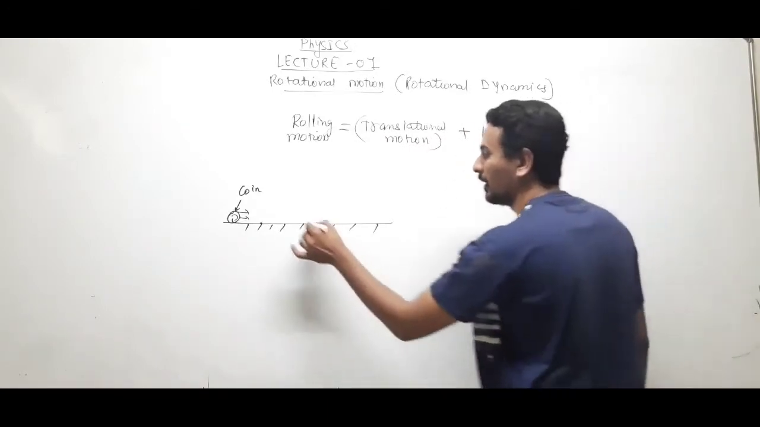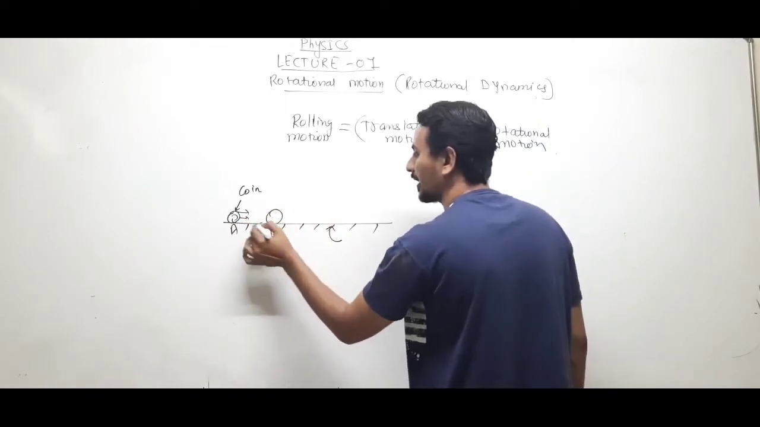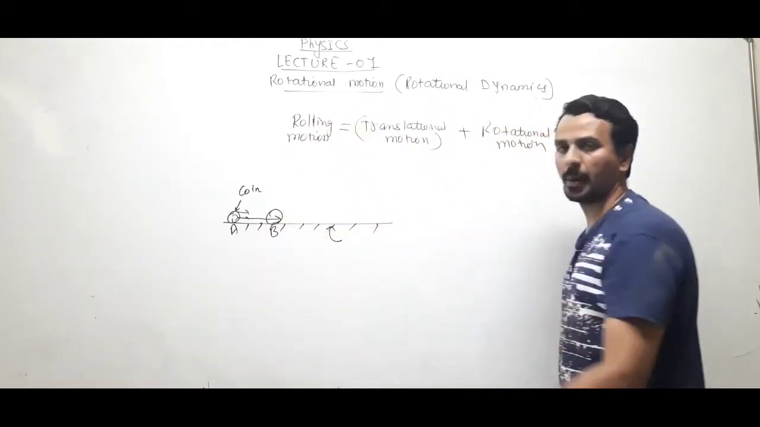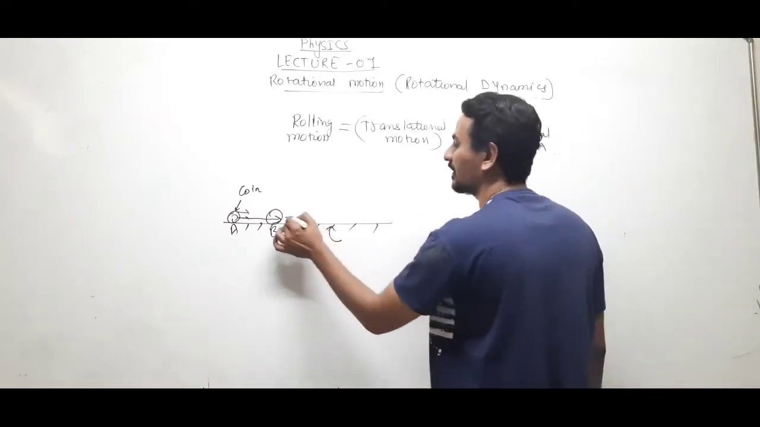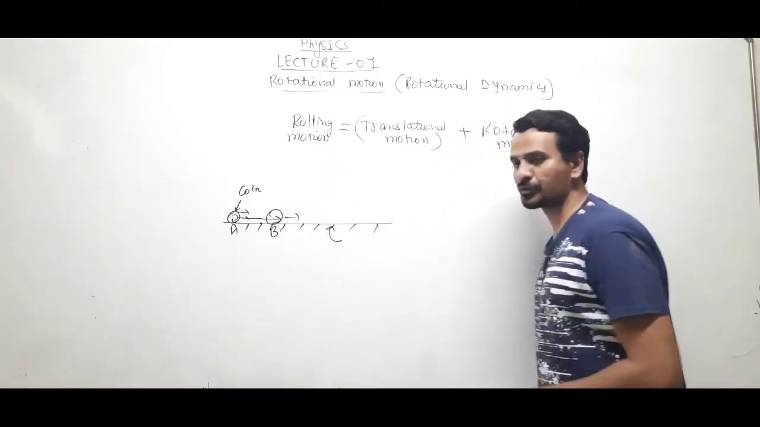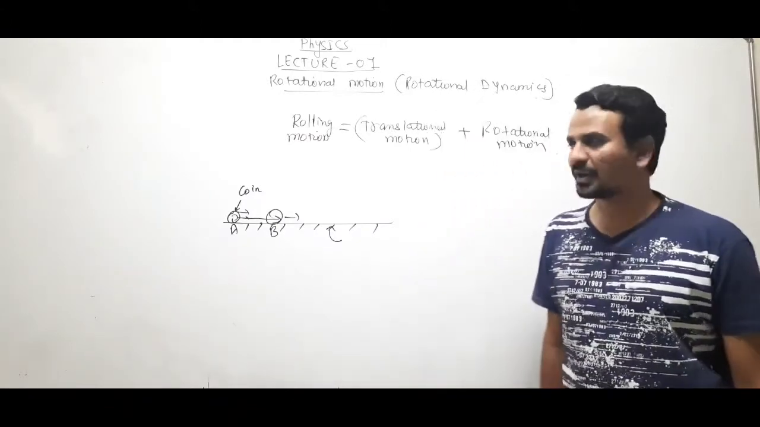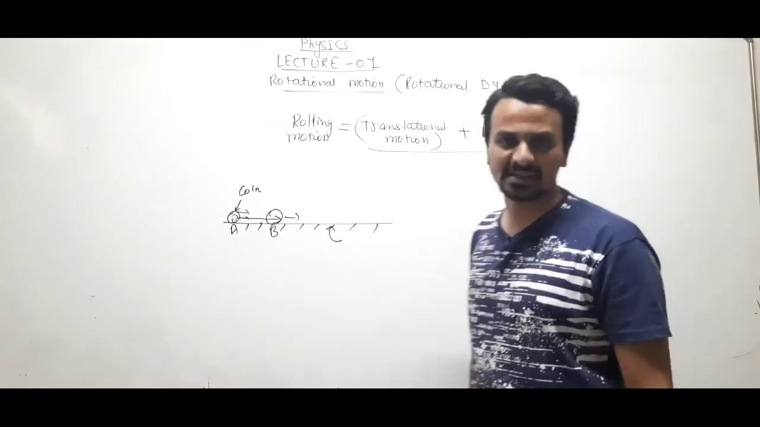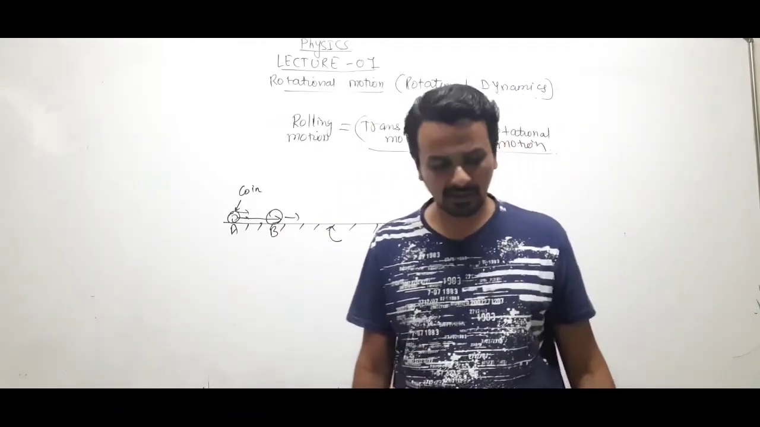That means the body is from point A, the body is coming to point B. That means it is moving in linear direction as well as it is rotating. Clear? So we'll study about rolling motion in our topic, rolling without slipping, but this should be known to you that rolling motion is a mixed motion, a combination of translatory motion as well as rotational motion, right?